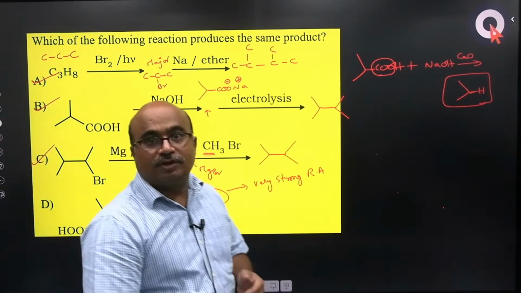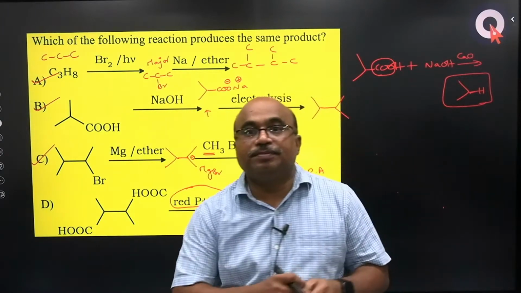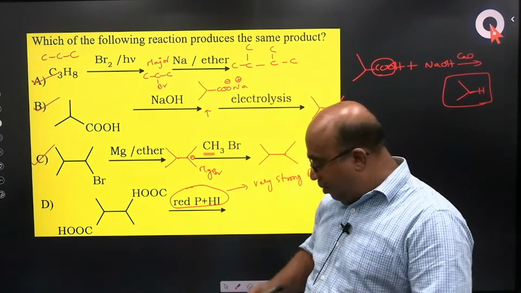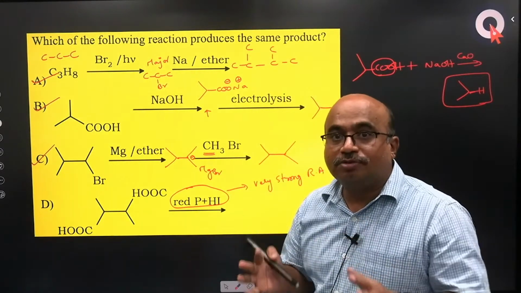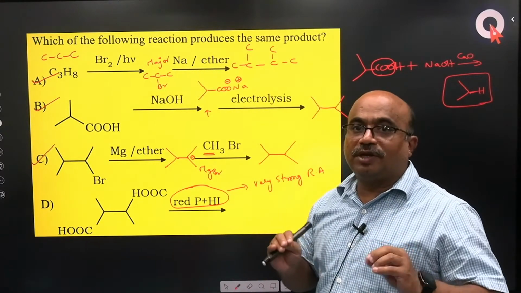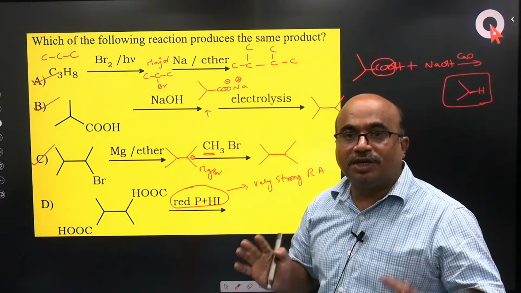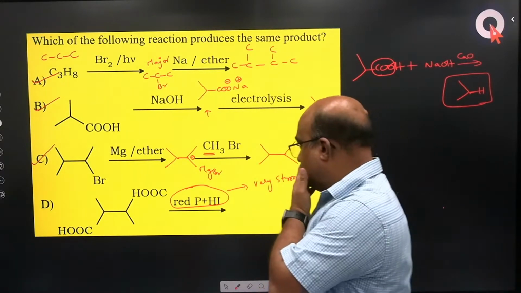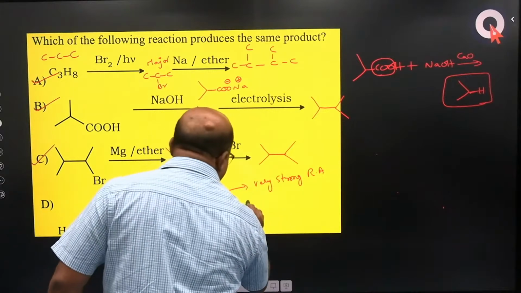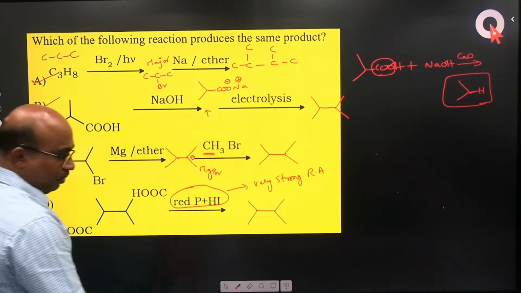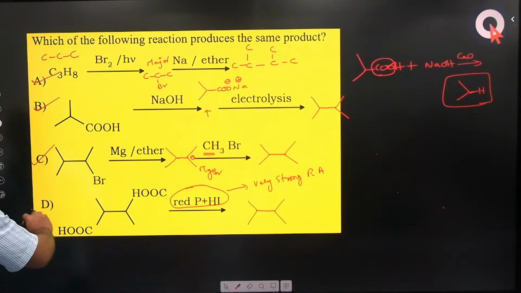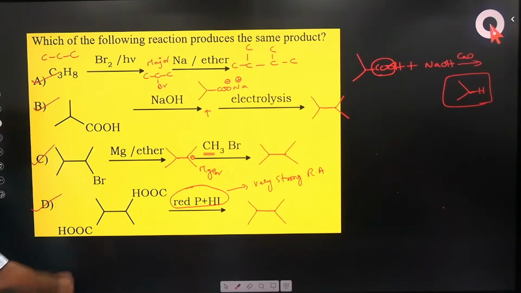Okay students, there was a mic problem. Sorry. So now any polar groups will be converted to non-polar groups because red phosphorus with HI behaves like the strongest reducing agent. So this is also converted to the same, so we also say this is the same. So all are giving the same final product. Clear?